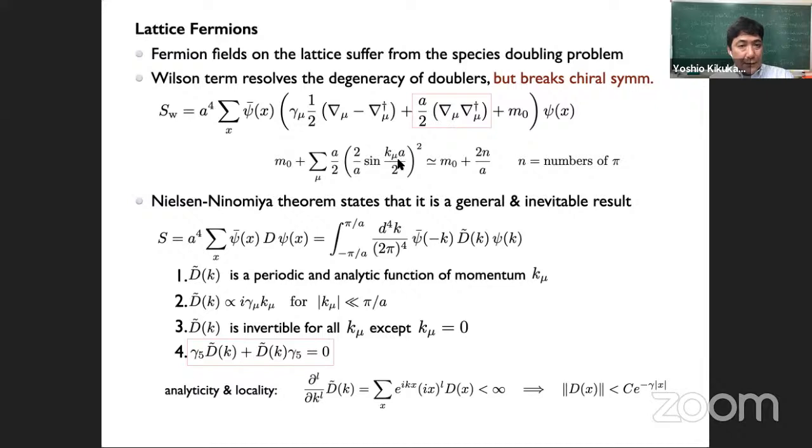So in this manner, this is different for different momentum modes. So species doublers are split in this way. So in this way, we can remove the species doublers by giving a mass of order inverse cutoff. But since this is nothing but the mass term, it must break the chiral symmetry. But this procedure is not so bad because this explicit chiral symmetry breaking, if we consider this term in gauge invariant gauge theories, this term can reproduce the chiral anomaly by this explicit breaking terms.